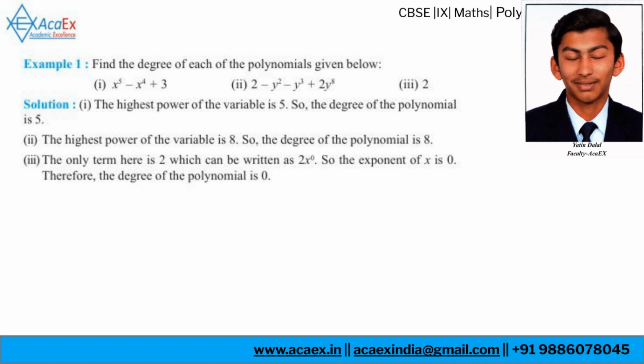So, the degree of the polynomial is 5. 2. The highest power of the variable is 8. So, the degree of the polynomial is 8. 3. The only term here is 2, which can be written as 2x to the power of 0. So the exponent of x is 0. Therefore, the degree of the polynomial is 0.